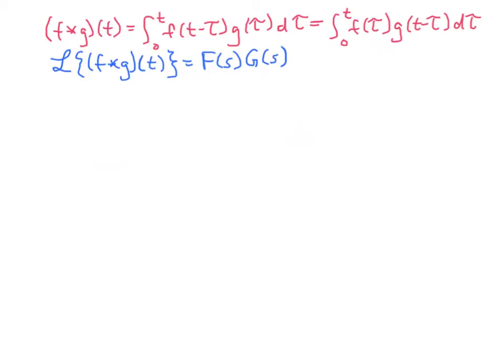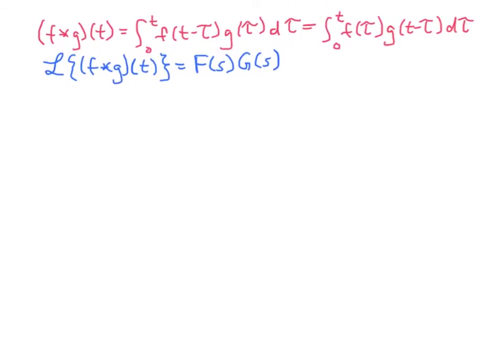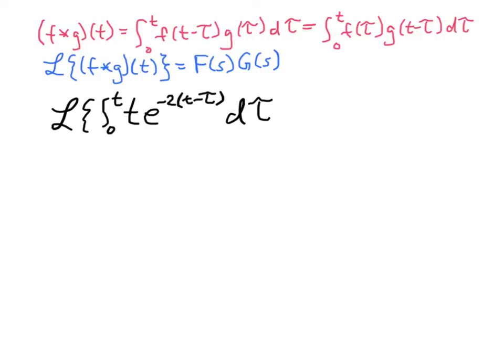So for our next example, let's look at the Laplace transform of the integral from 0 to t of tau e to the minus 2 times (t minus tau) d tau. So you can see here we have the second form of the convolution that I just underlined there in black.